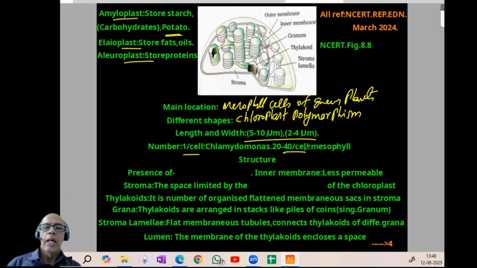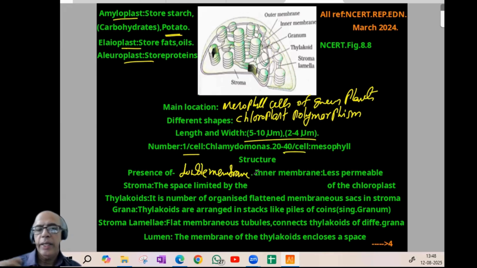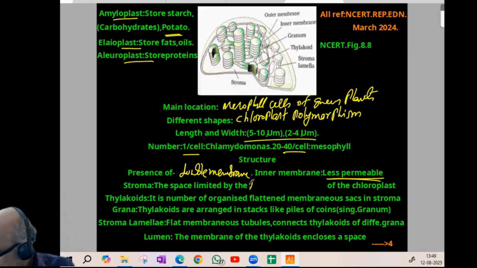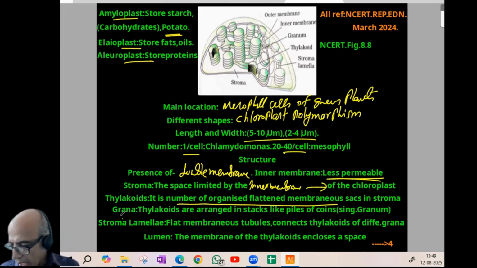Now, structure. So, here also there is the presence of a double membrane. Double membrane, we can find as a structure. And the inner membrane is less permeable, important. Now, what is stroma? Stroma means the space limited by the inner membrane of the chloroplast. Now, what is thylakoid? In the diagram, it is clear. Thylakoid means the number of organized flattened membranous sacs in the stroma. That is called thylakoids.